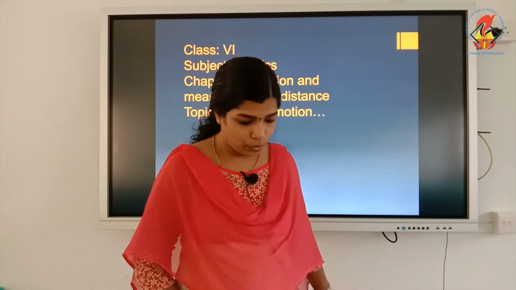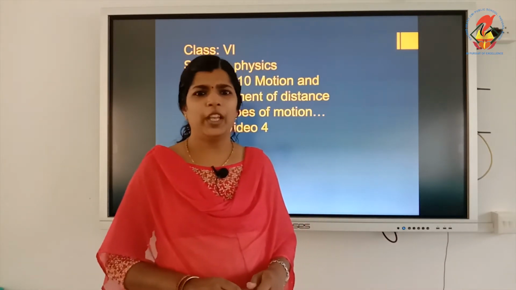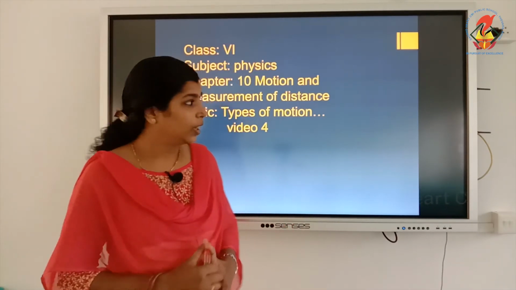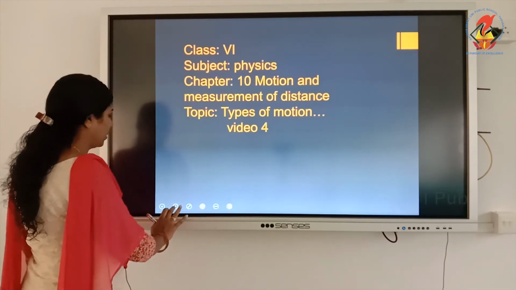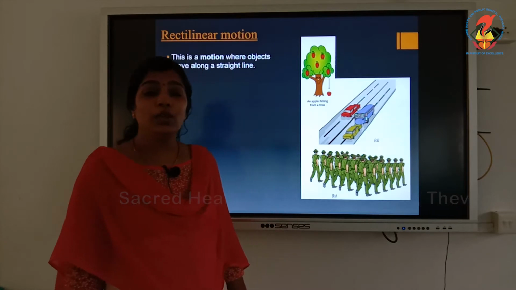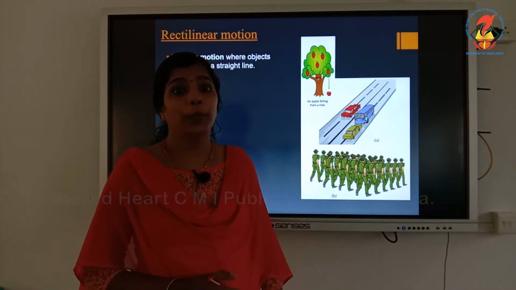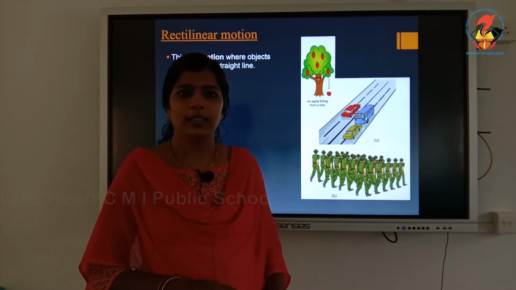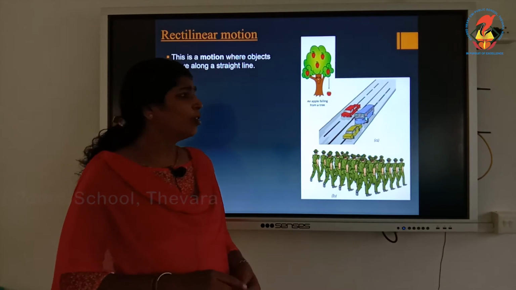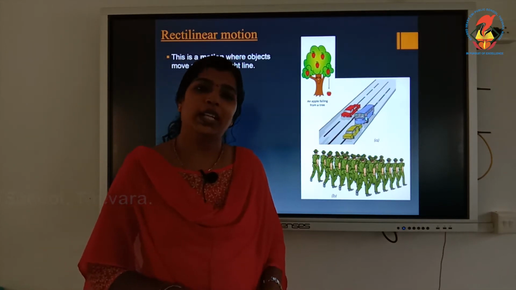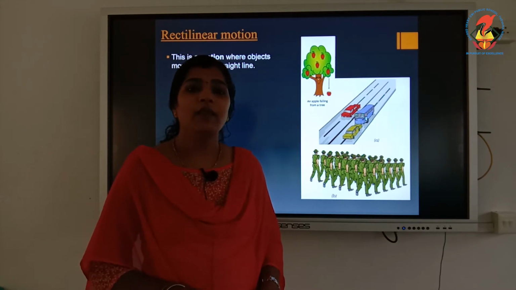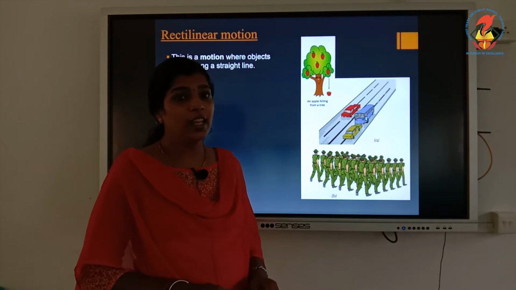Different types of motion means the object moves in various ways. The first one is rectilinear motion. In light you studied about rectilinear propagation of light. What is that? Straight line propagation of light. In the same way, if an object is moving along a straight line, then we call it rectilinear motion.